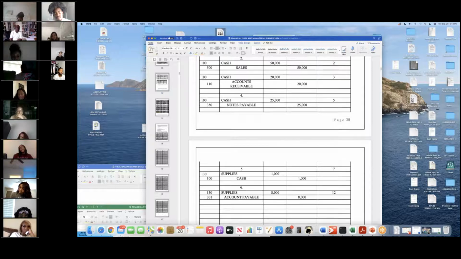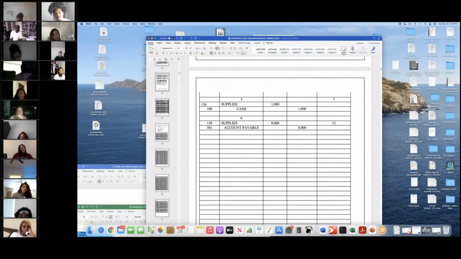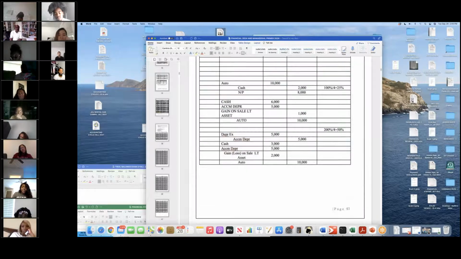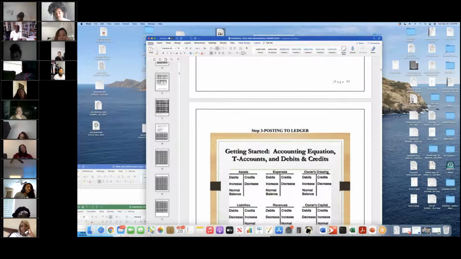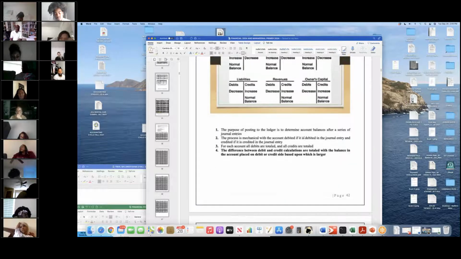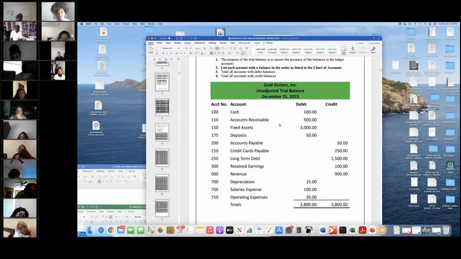So we've made journal entries, debiting cash and crediting common stock. We've made all of these journal entries all semester long, so that you would not have any trouble making a journal entry. Then we post it to the ledger. Then we prepare the trial balance, making sure both the debit and credit sides are equal.